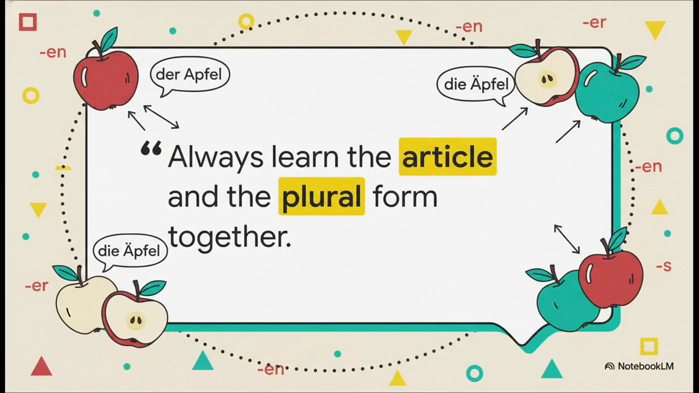So after all of that, if you only remember one single thing from our little explainer today, please make it this. Always, always learn the article and the plural form together, like they are one piece of information. Don't just learn that Apfel means apple. Burn this into your brain. Der Apfel, die Äpfel. This one habit will save you so much trouble down the road.